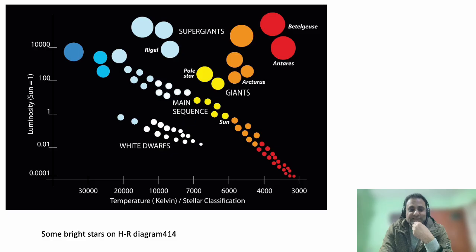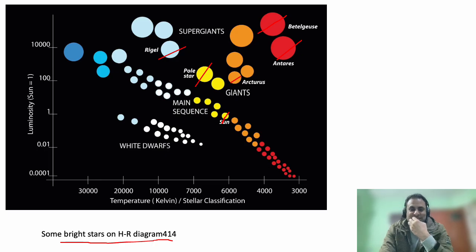And these are some bright stars that we usually see on the night sky and how they look in the HR diagram. So, for example, this is our sun, and these are some giant stars that we see in the night, like Arcturus and Antares, or Betelgeuse, or Rigel, or the pole star Polaris. Yeah, and there are many more bright stars that we can see in the night.